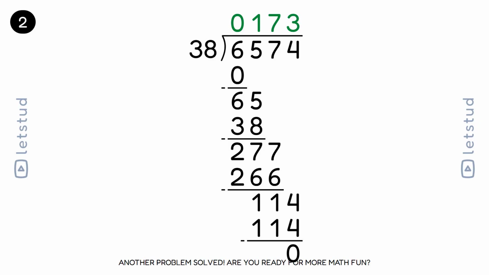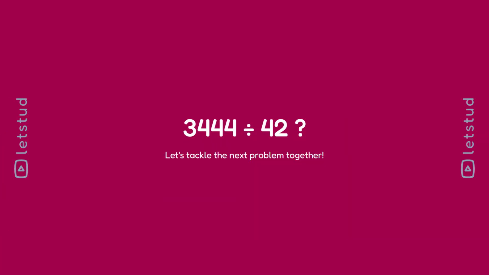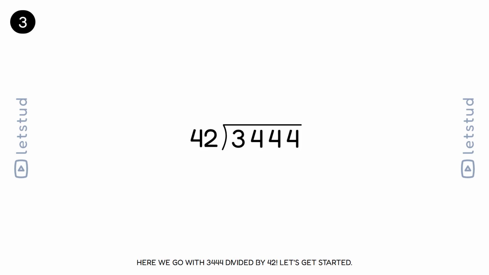Another problem solved. Are you ready for more math fun? Hooray, 6574 divided by 38 is 173. You're becoming a math master. Let's tackle the next problem together. Here we go with 3444 divided by 42.